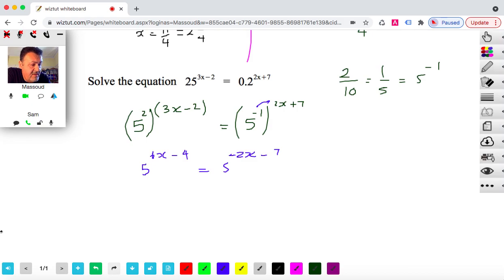So since the bases are the same, I can make the exponents equal. So 6x minus 4 would be equal to minus 2x minus 7. And so 8x would be equal to minus 3, which means x would be equal to minus 3/8.